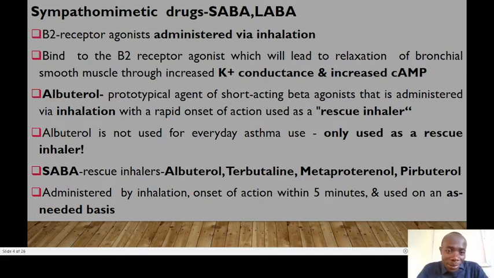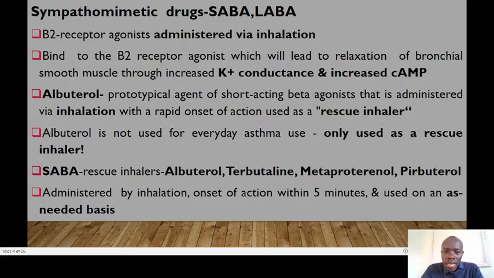And sympathomimetics, we have already said we could have short-acting beta agonists or long-acting beta agonists. In addition, we also have the ultra-long. Generally, the beta 2 receptor agonists are normally administered via inhalation, and when they are inhaled, they bind to beta 2 receptors, which normally leads to relaxation of the bronchial smooth muscles, and this is majorly through increased potassium conductance and increased cAMP.